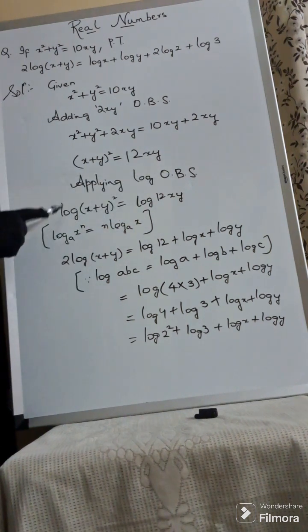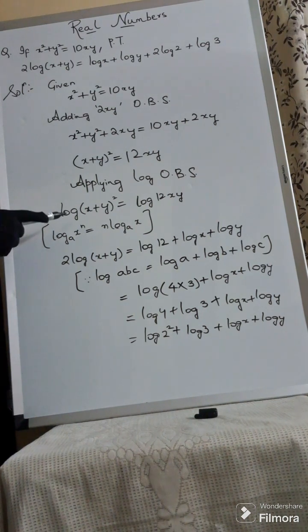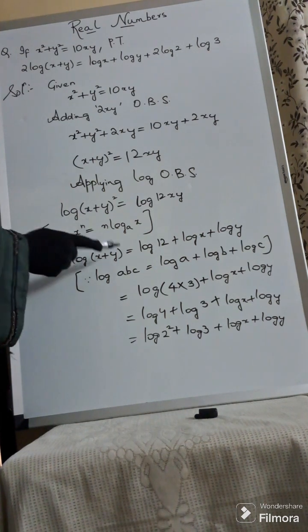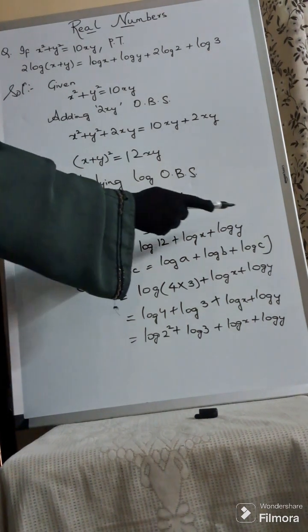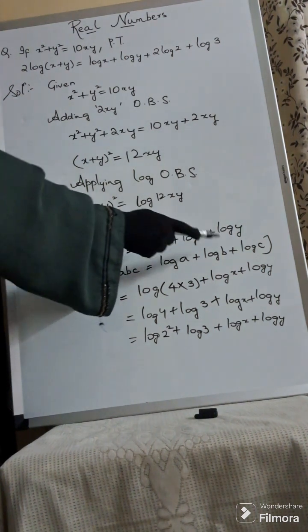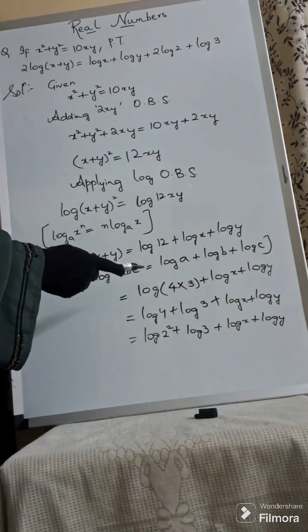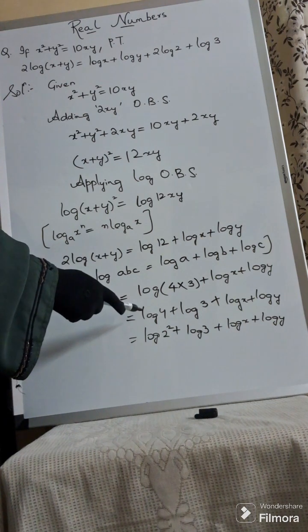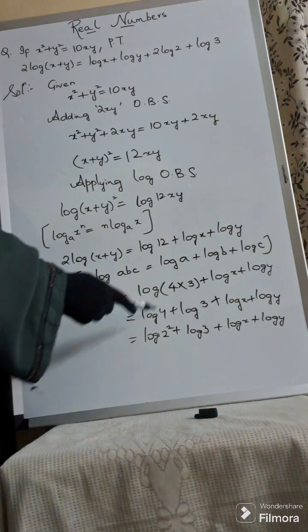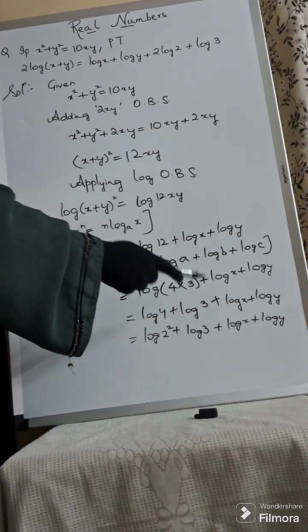Applying log on both sides, log of (x plus y) whole square is equal to log 12xy. Now this is in the form of log x power n, and the formula is n log x. So here 2 log of (x plus y) is equal to log 12 plus log x plus log y, since we have the formula log abc is equal to log a plus log b plus log c. Now this 12 can be written as 4 into 3. We have the formula log ab is equal to log a plus log b, so I am writing it as log 4 plus log 3 plus log x plus log y. Now 4 can be written as 2 square, so I am writing it as log 2 square plus log 3 plus log x plus log y.